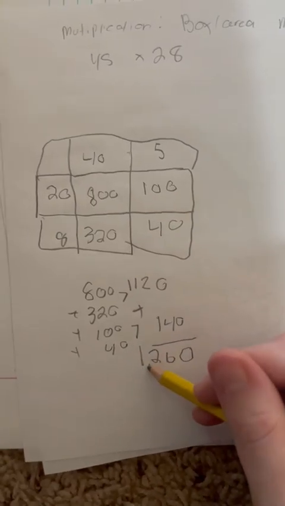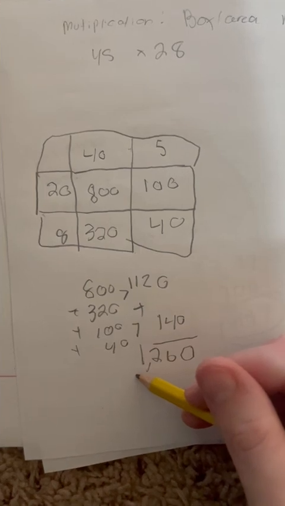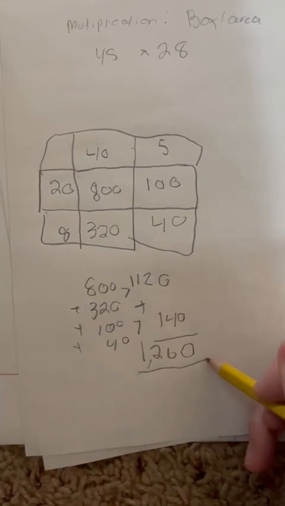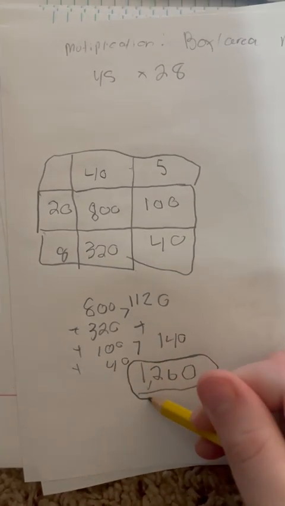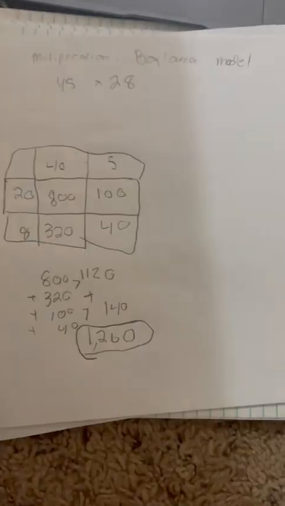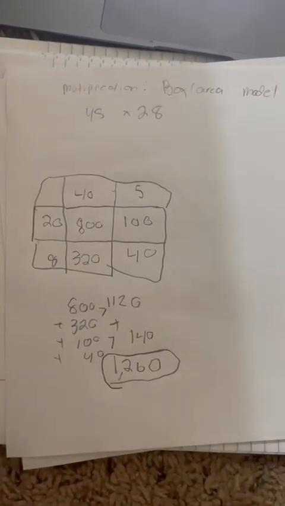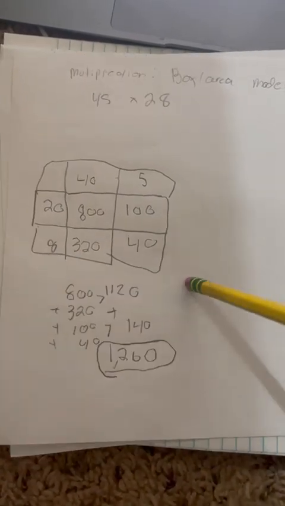So our final answer is 1,260. And that's how we solve a 2-digit multiplication problem with the box area method.